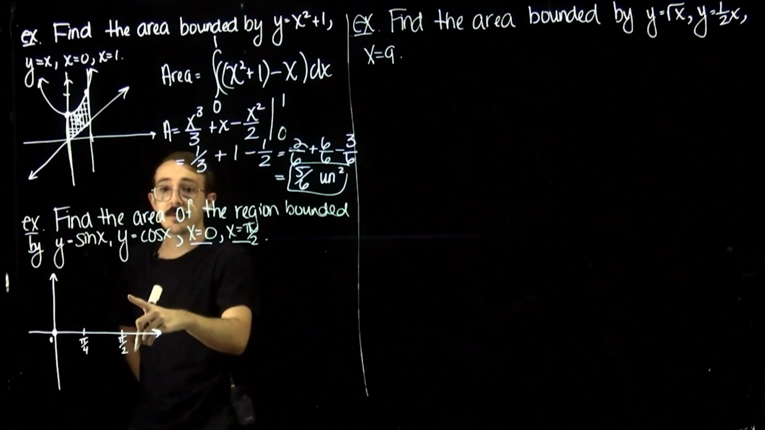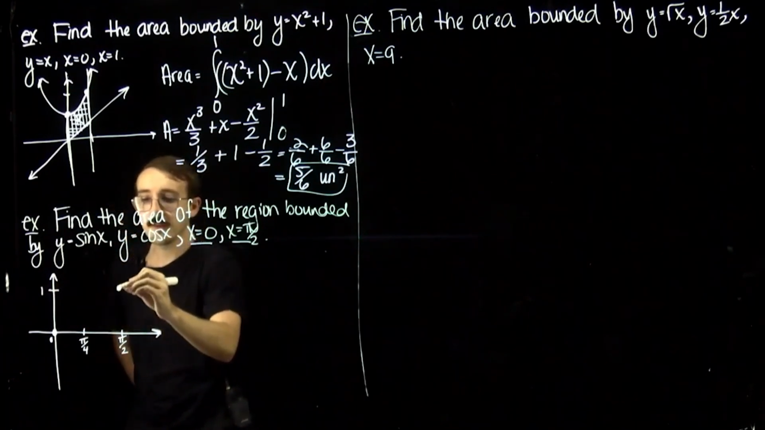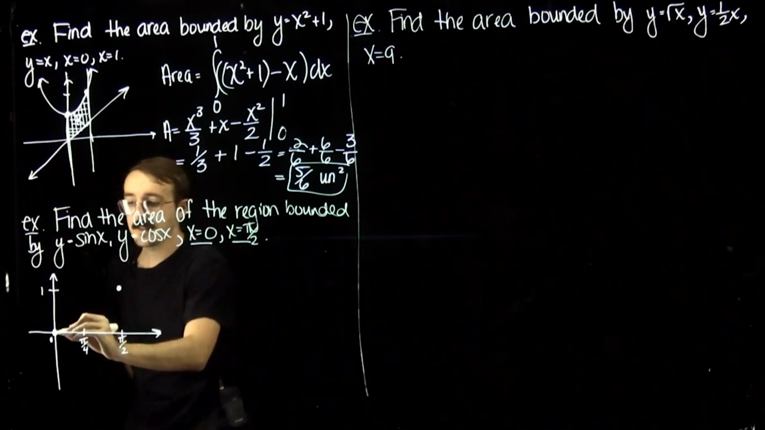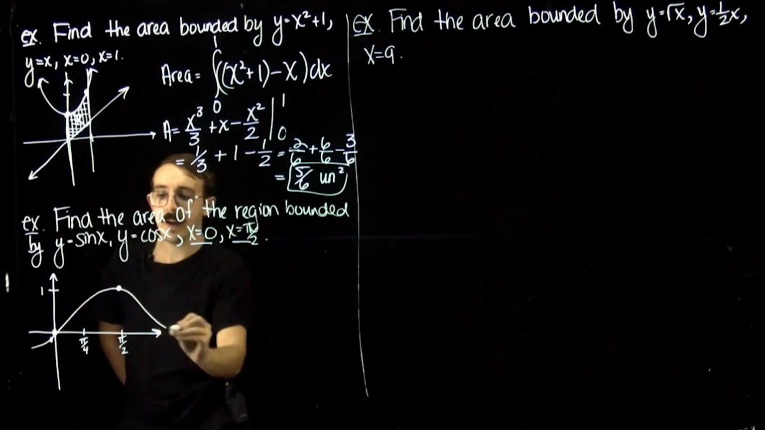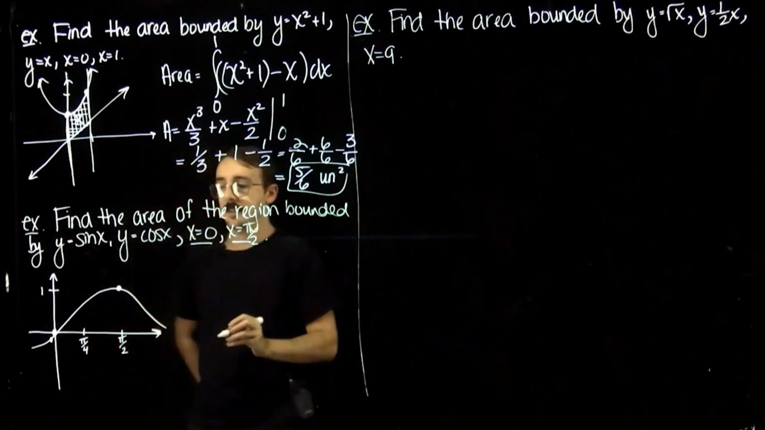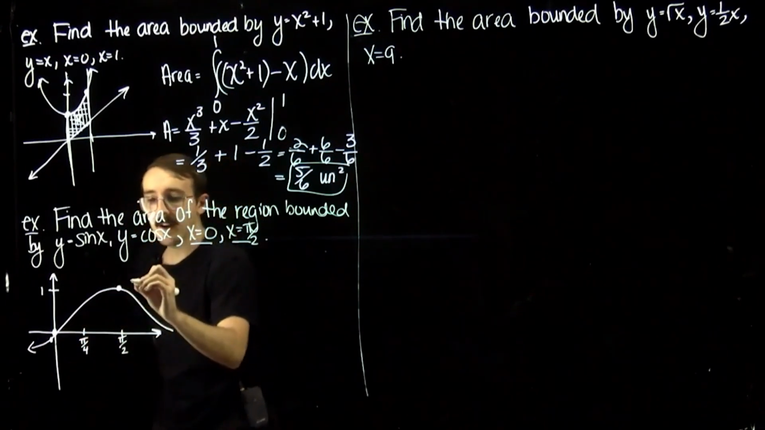And then at pi over 2, sine of pi over 2 is 1. So it would go up to 1 like that. So the sine graph goes like this. And then, of course, it would go back down like that. So this right here, this is my sine of x graph.